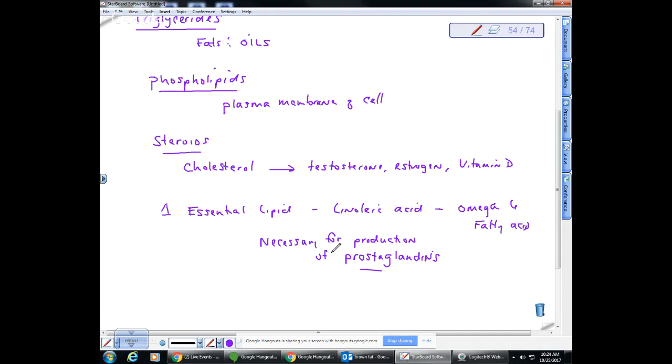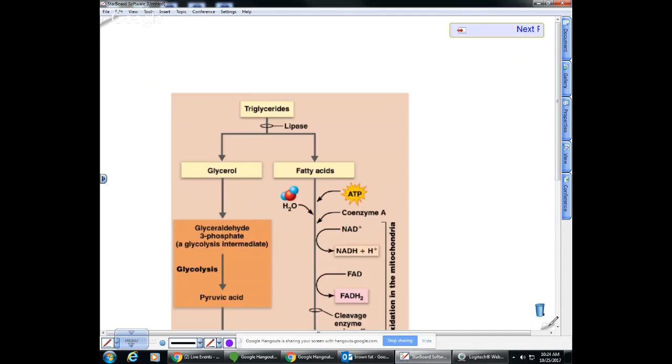So we have to have that in order to produce prostaglandins, and prostaglandins are used throughout the body. We'll actually talk about their role in reproduction too. Okay, so those are the lipids.